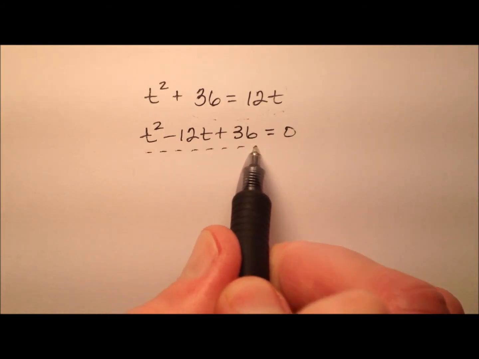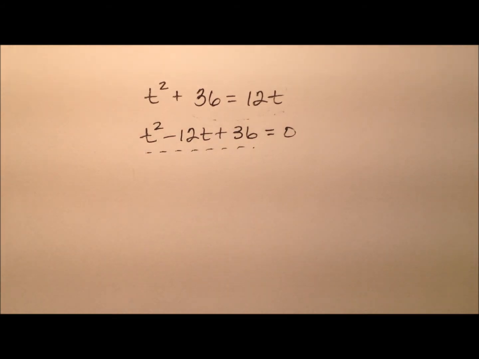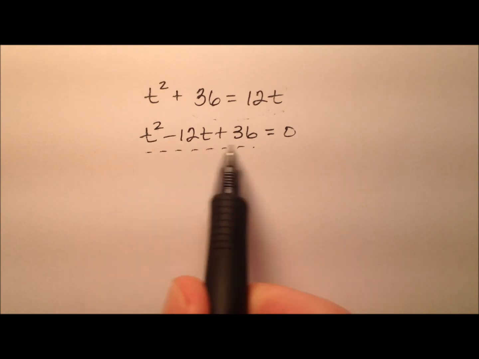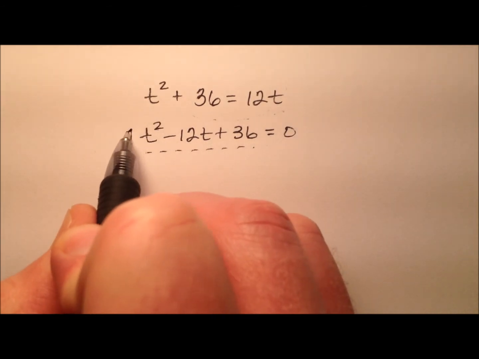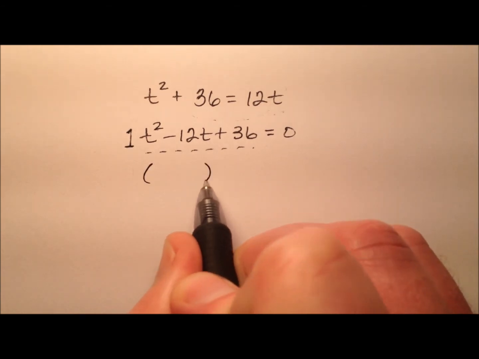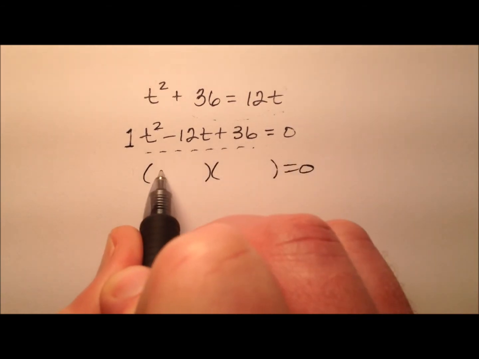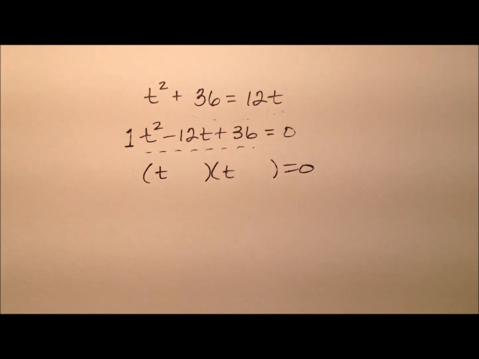So now it's time to factor this left side expression. And it looks like it's a quadratic trinomial. And let's see, the leading coefficient is actually 1. So the way this is going to factor is just like this.